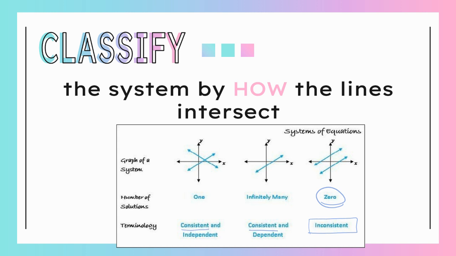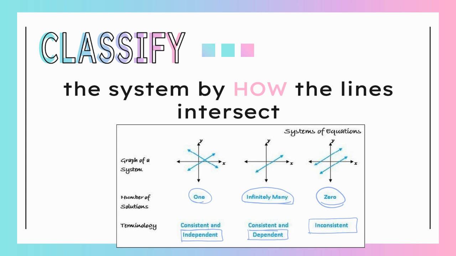Now, when you have a point of intersection, the system is called consistent. And then there's two types of consistent systems. When you have an intersection at one point, so two lines that intersect at only one point, that is called an independent consistent system. You could also have the exact same line being graphed twice. These would intersect at an infinite number of points because they're intersecting at every point. And this is called a consistent and dependent system.